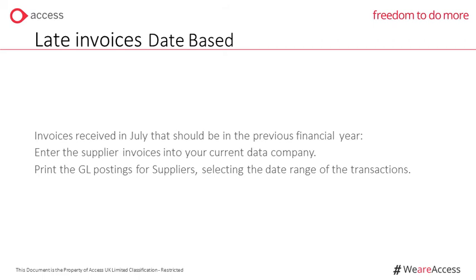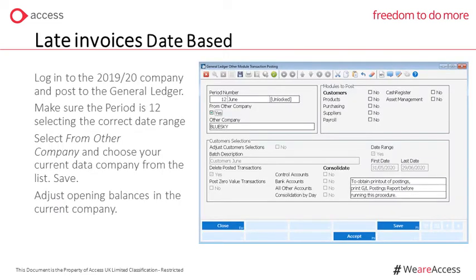Because these transactions belong in the previous financial year's ledger, you need to log into the historical company and post to the General Ledger. Log into the 1920 company and choose General Ledger, Transactions, Post from Other Modules. Make sure the period is 12. Enter the date range for the new transactions for the last financial year.